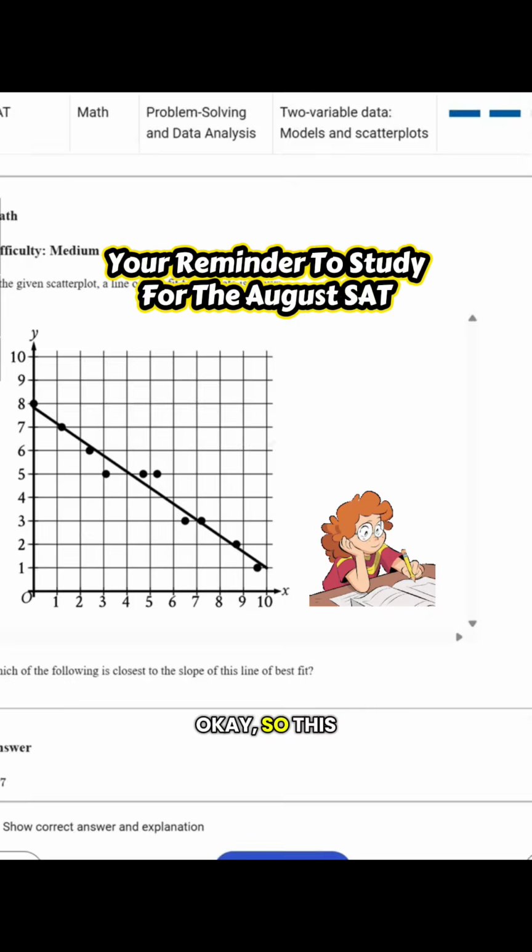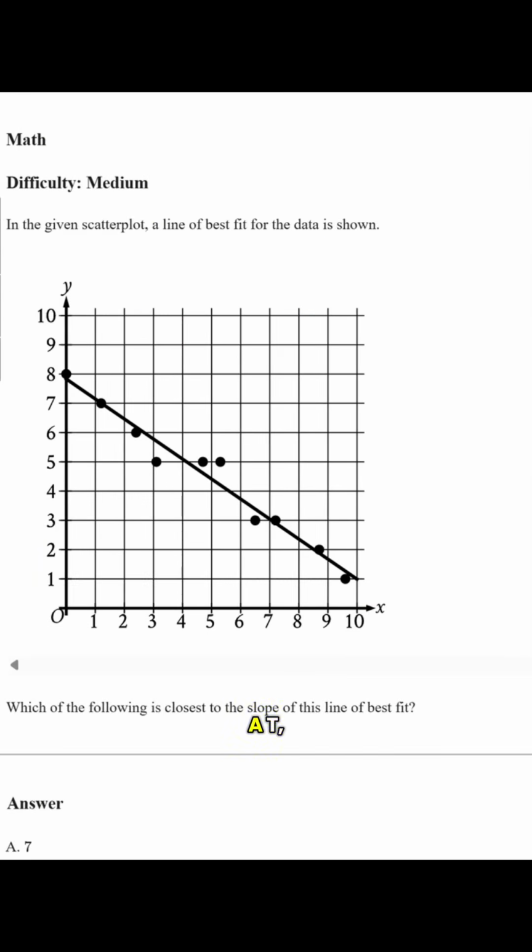Okay, so this is your reminder to prepare for the August SAT, which is coming up very soon. This question isn't algebra. It's one of the math problems that nobody really studies well.